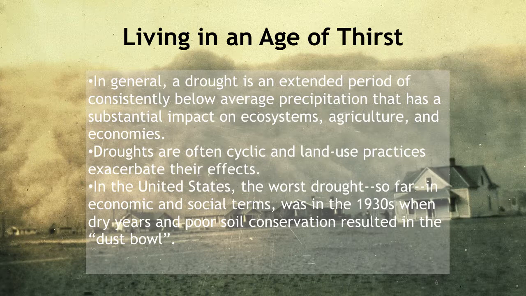Poor soil conservation practices and a series of dry years in the Great Plains combined to create the so-called Dust Bowl. Wind stripped topsoil from millions of hectares of land, and billowing dust clouds turned day into night. Thousands of families were forced to leave farms and migrate to other areas, such as California.